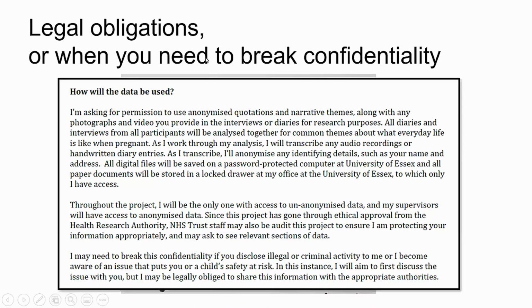So this is just a snippet from my participant information sheet, which does say that some unanonymized data might be audited by the Health Research Authority, and NHS trust staff may also be able to look at it. But also, if you disclose illegal or criminal activity to me, I may need to discuss the issue further with appropriate authorities. So you can see the sample text there.